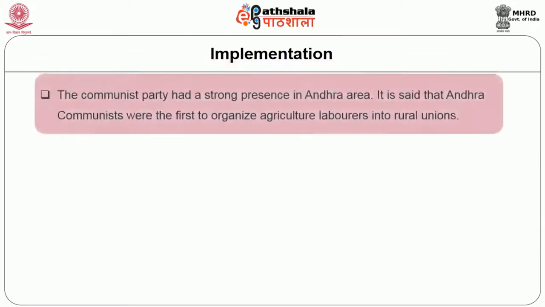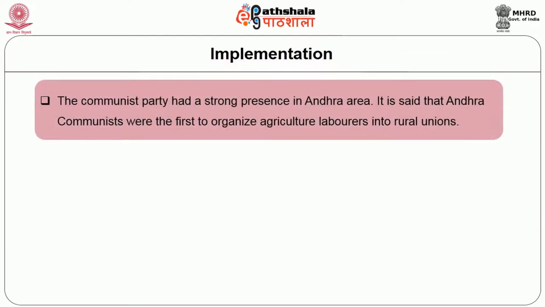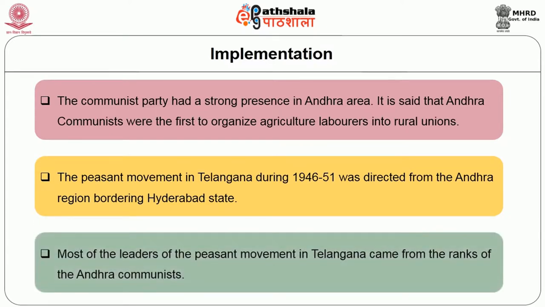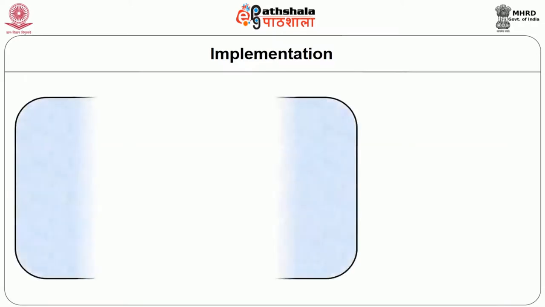The Communist Party had a strong presence in the Andhra area, and it is said that Andhra communists were the first to organize agricultural laborers into rural unions. The peasant movement in Telangana during 1946 and 51 was directed from the Andhra region bordering Hyderabad state. Most of the leaders of the peasant movement in Telangana came from the ranks of Andhra communists.